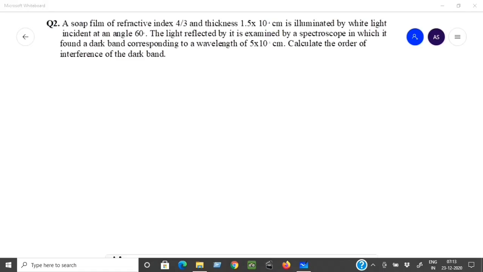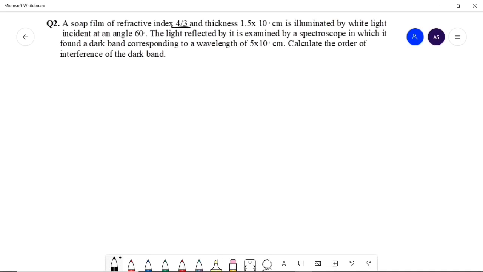Question number 2. In this question, a soap film of refractive index is given 4/3, and the thickness of the film is around 1.5 into 10 to the power minus 4 centimeter, and also given the incident angle is 60 degree, and they will observe in a reflected case, and also given the wavelength is 5 into 10 to the power minus 5 centimeter. It means that, and ask for the order of interference of dark band.